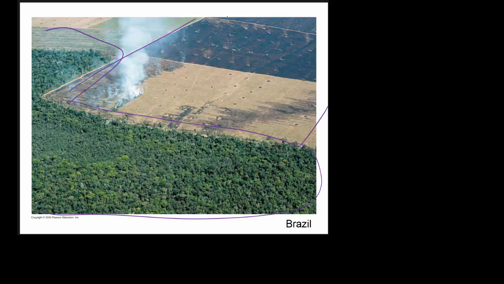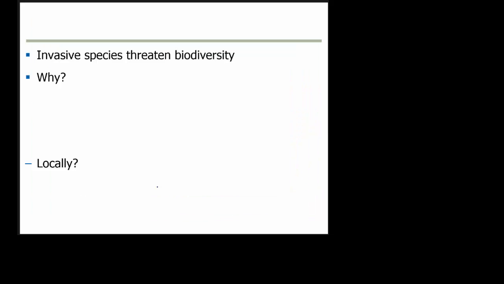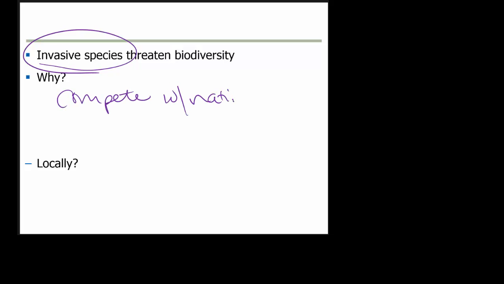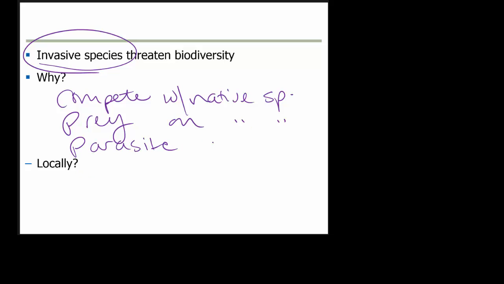So while farming and agriculture, of course, is important, how do we modify those practices? How do we mediate those practices so that we don't lose all of the potential diversity in the forested ecosystems? So this loss of biodiversity is huge, particularly when we start thinking then about invasive species coming in who are going to compete with native species, preying on native species, and potentially being parasites for native species.